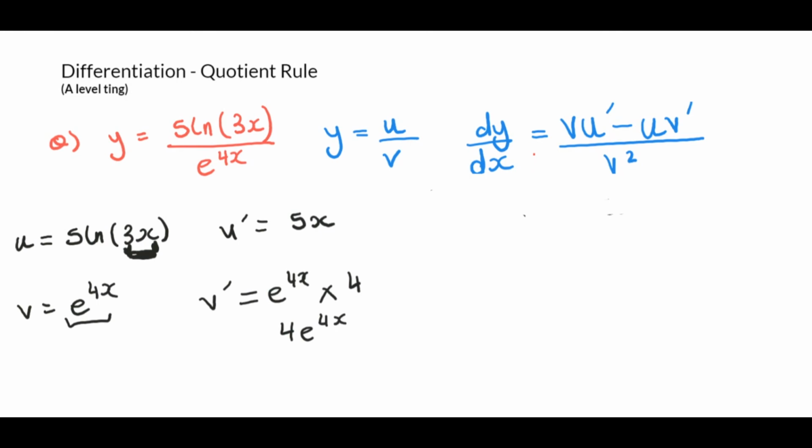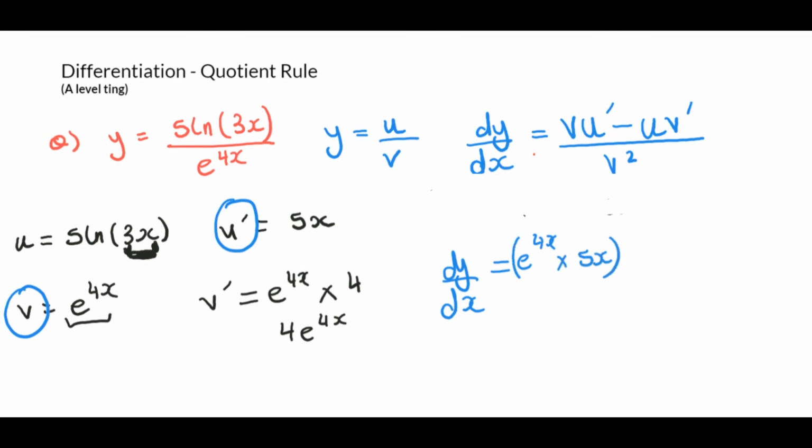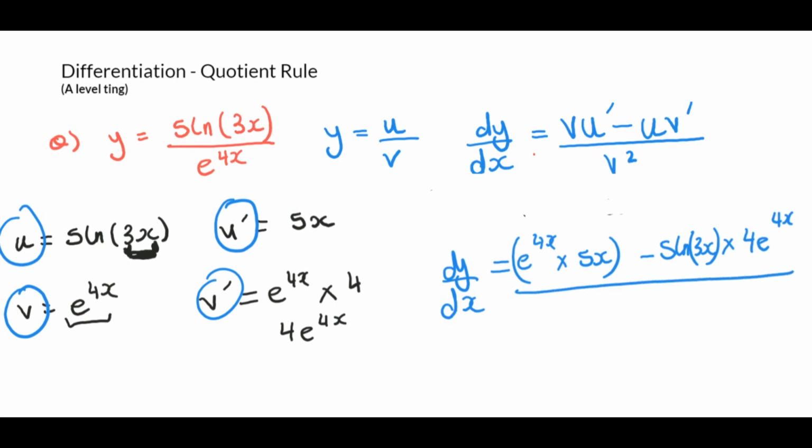Now, I'm going to do dy by dx. dy by dx is telling me vu dashed, so this thing times this thing. That's going to be e to the 4x times 5x. Minus uv dashed, so this thing times this thing. So I'm going to have 5 ln 3x times 4e to the 4x. All over v squared, which is just going to be e to the 4x all squared.